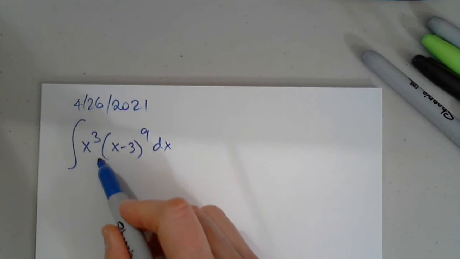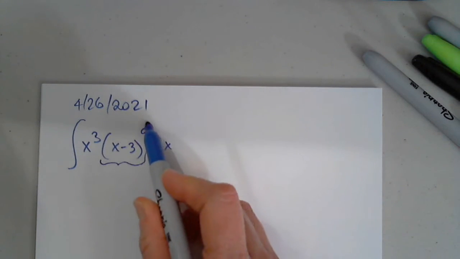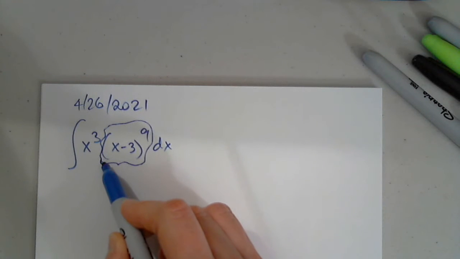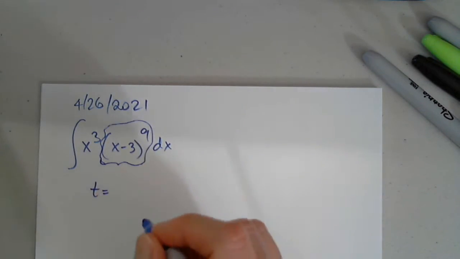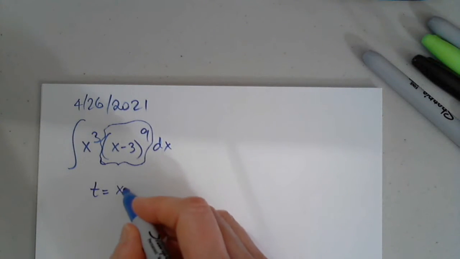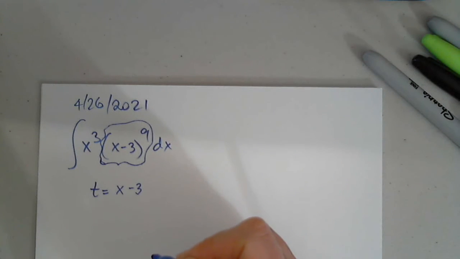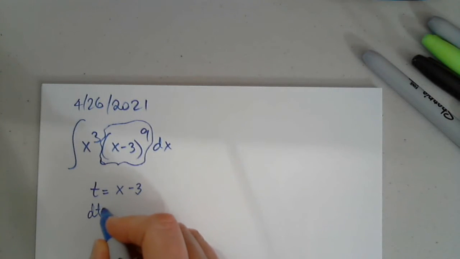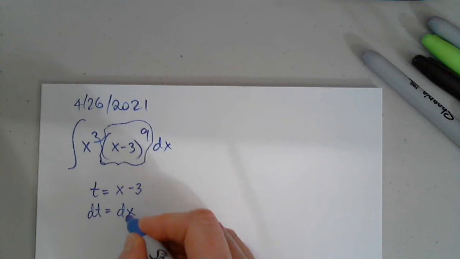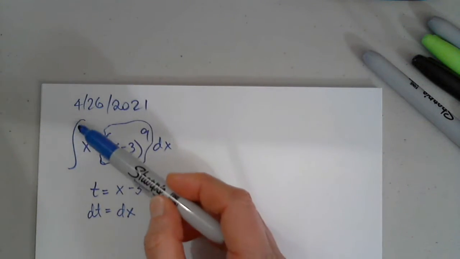In this particular situation, this is what I would like, if possible, to get rid of. So I would say let t be x minus 3. Now, what do I do next? Obviously, dt equals dx. Fine. This is an indefinite integral.